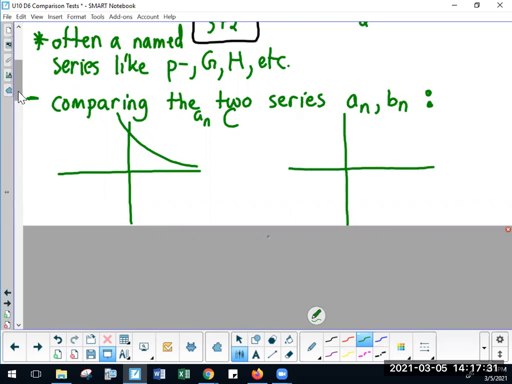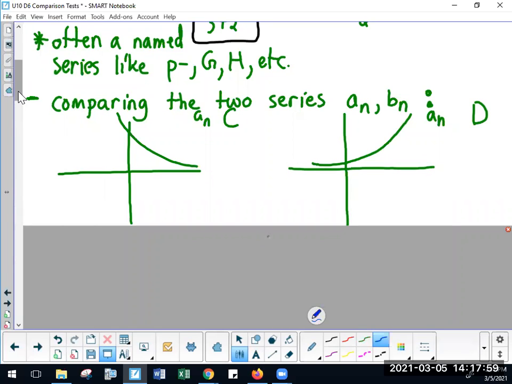Again, it's 100% true, there's only one other outcome. A sub n could be divergent. Those are the only two things that A sub n could be. A sub n could either converge or diverge, be bounded or be unbounded. Those are the only possibilities in this particular universe.